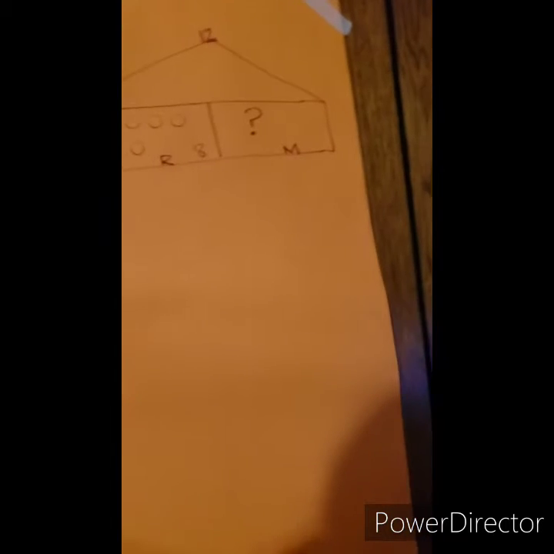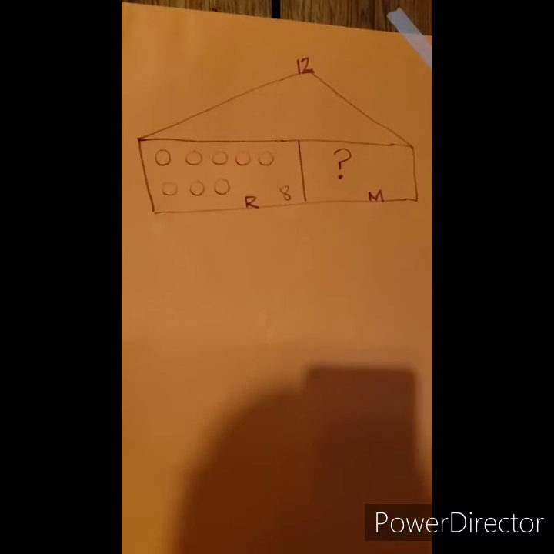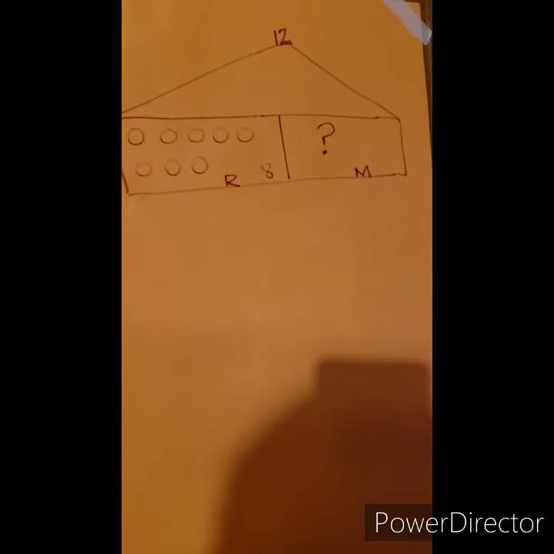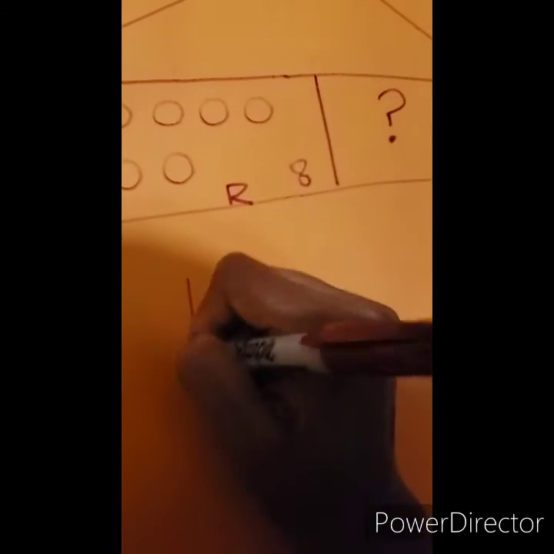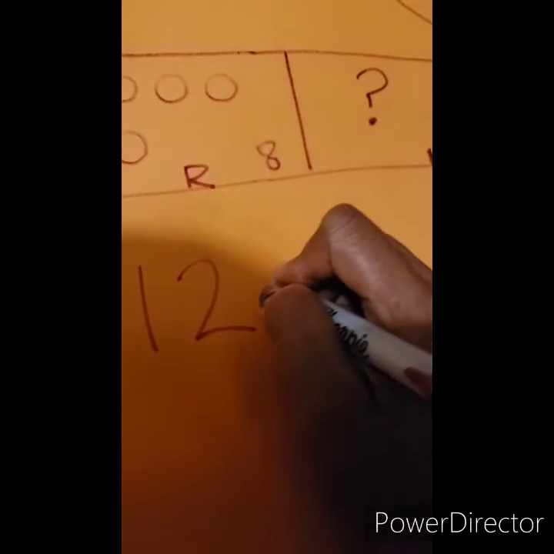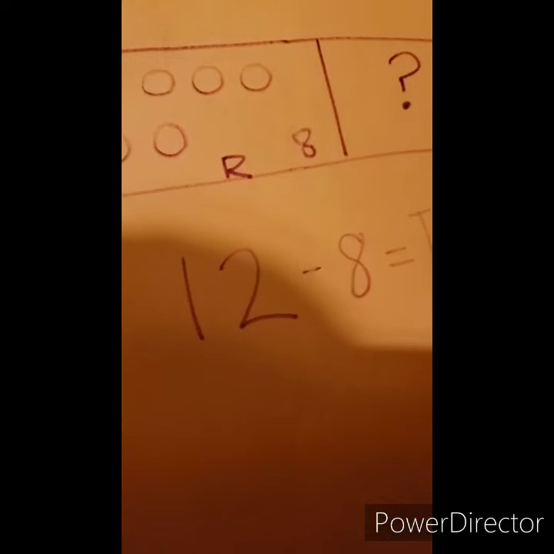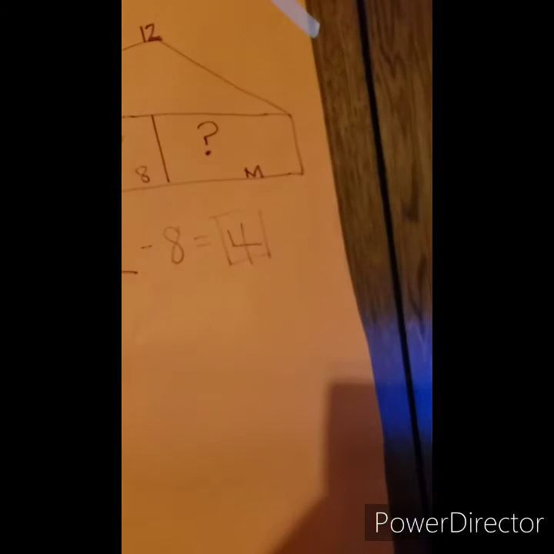Problem. All right. So now since we know, we're going to count up. So we're going to say 9, 10, 11, and what? 12. So my missing number becomes what? 4. So my number sentence should be 12 minus 8 equals, and what's my missing number? 4. Okay.